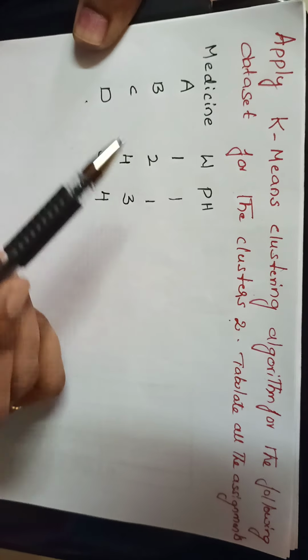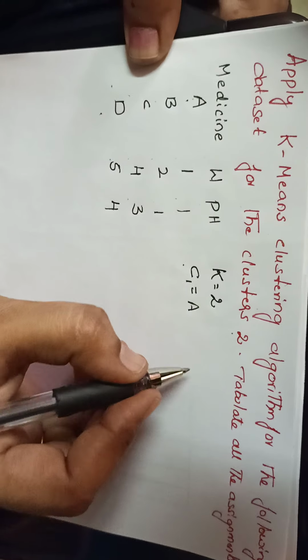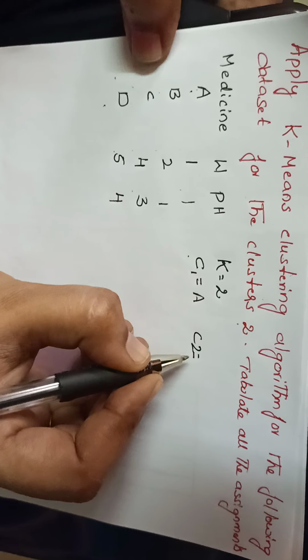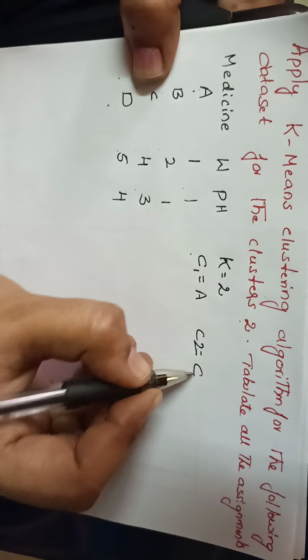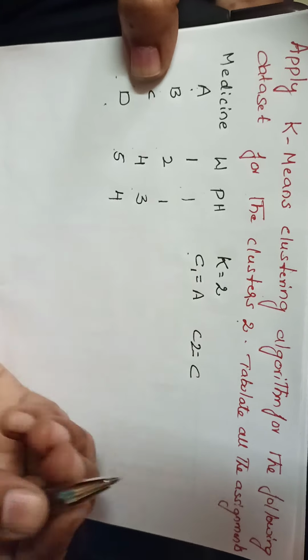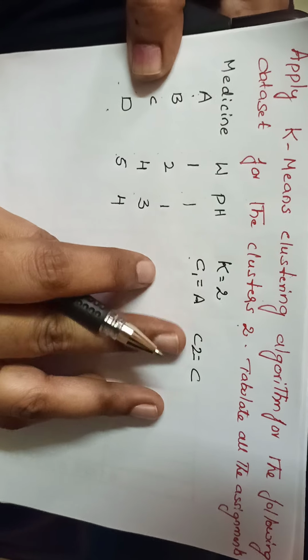Now, initially how many clusters do we have to take? That is k equal to 2 clusters, and the first centroid, the C1 cluster, is A. Initially I can take any point randomly. First I have taken A for cluster 1, and for cluster 2 I have taken C. I could take B or D, whatever it may be. First, randomly, I took C1 and C2 as two different clusters.